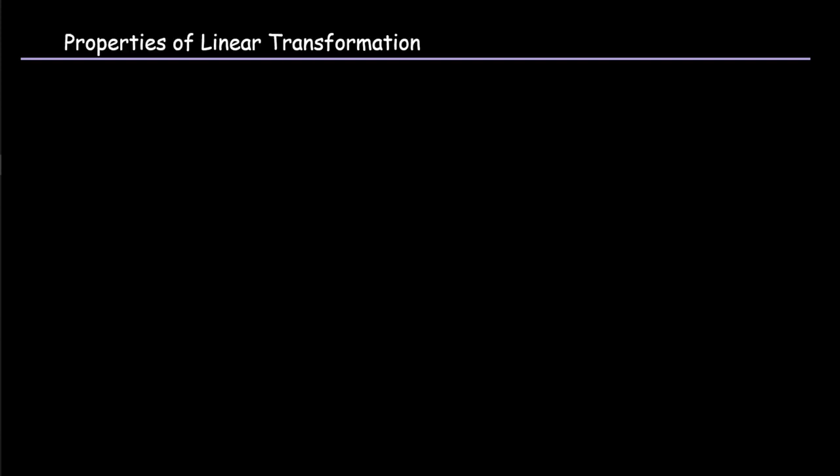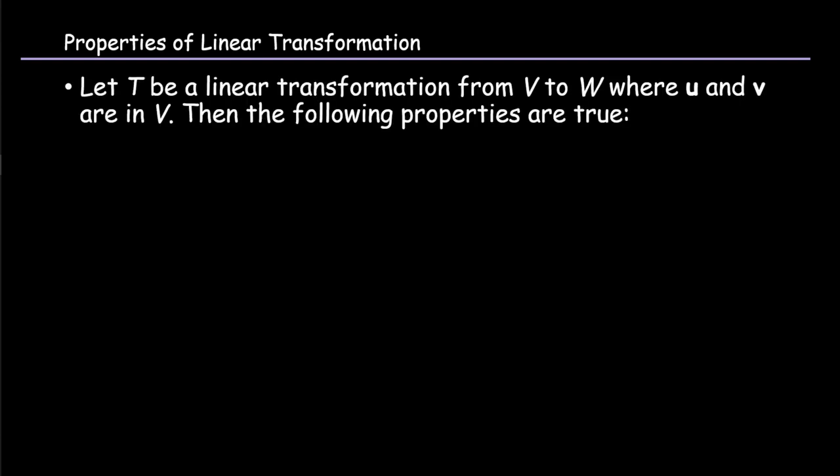So now we're going to discuss properties of linear transformations. We're going to start off with the givens. Let T be a linear transformation from V to W, where vectors u and v are in the vector space V. Keep in mind V and W are vector spaces. Then the following properties are true. The first one is that the linear transformation of 0 is equal to 0, which intuitively makes sense because we're working with linear algebra and linear transformations.